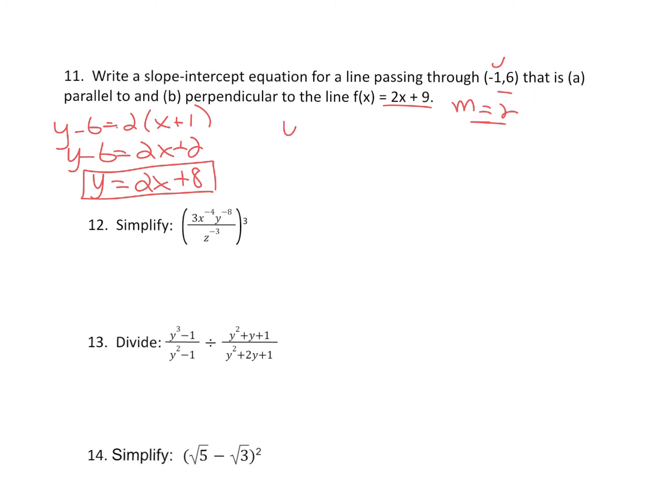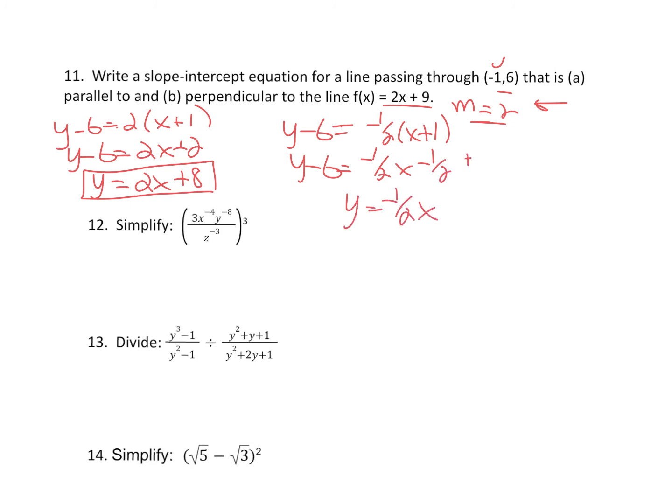When you go perpendicular, same point, except now I'm going to use the opposite reciprocal of 2, which is -1/2. So I'm going -1/2 times x plus 1 this time. So I'm going to distribute the -1/2, make it -1/2 x minus 1/2. Move the 6 over again. This is the part that worries me every week. If I move the 6 over, it becomes plus 6. I'm doing 6 times 2 is 12, minus 1 on top is 11. So I get 11/2, and there's that one.